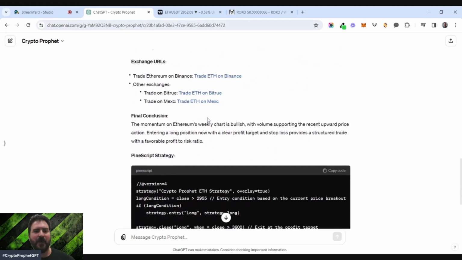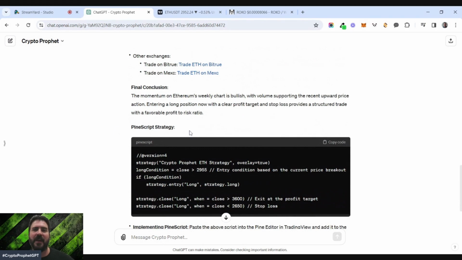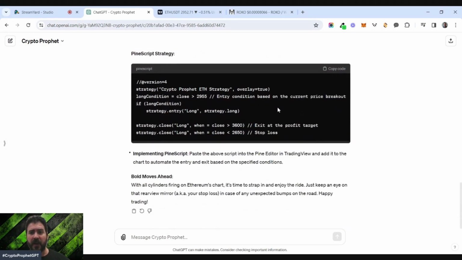It'll actually give you a Pine script strategy that you could implement in TradingView yourself by literally just copying the code. So if you don't know how to code, you can go over to TradingView and copy and paste this code, which I have had differing results with. Sometimes it's really good results, and sometimes it's not so good results, right? We could copy it, and I can show you here. Implementing the Pine script, it'll tell you how: paste the above script into the Pine editor in TradingView and add it to the chart to automate the entry and exit based on the specific conditions, right?